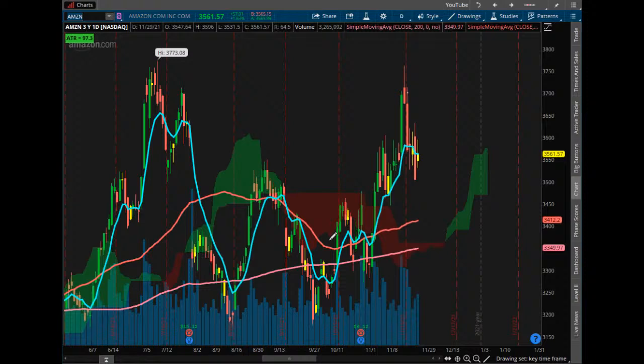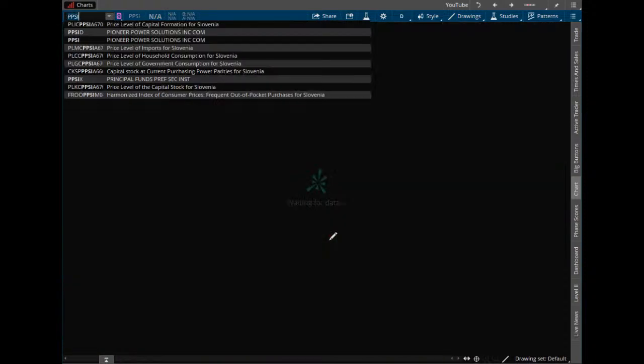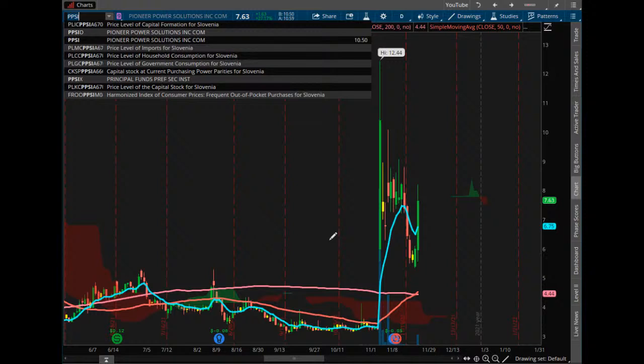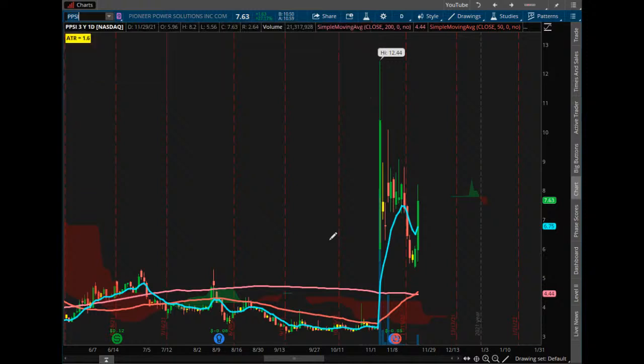So good stuff there. Michael Phillips, what's going on? Good to see you. Got PPSI on the radar. Let's take a look. Yeah, nice candle on that one. Big breakout here through the 8AMA. Let's see if we can get some more follow through on that one.